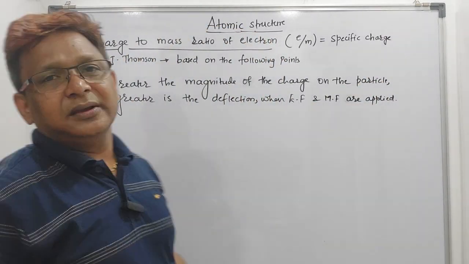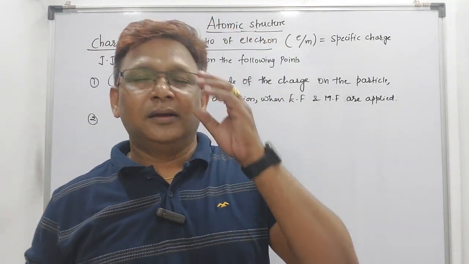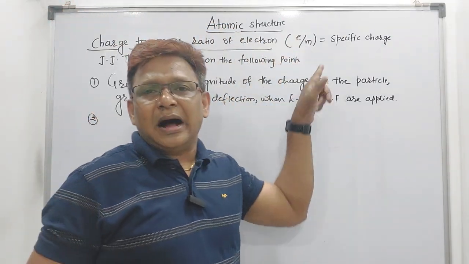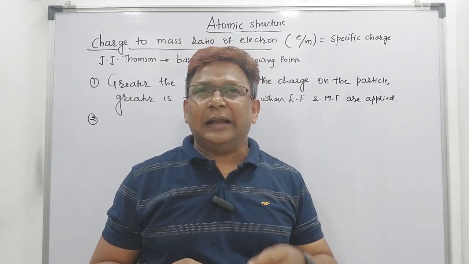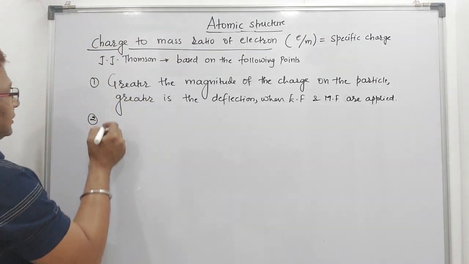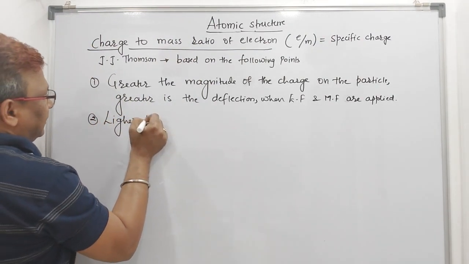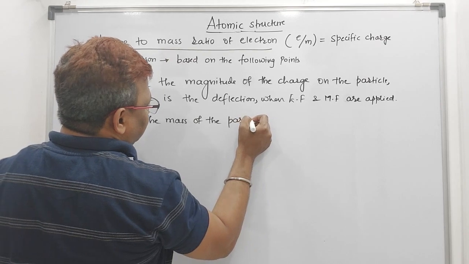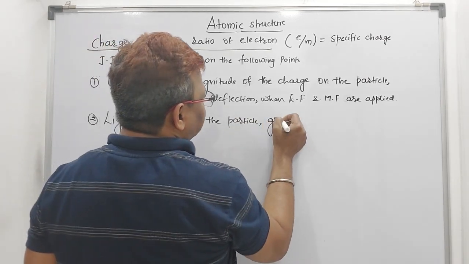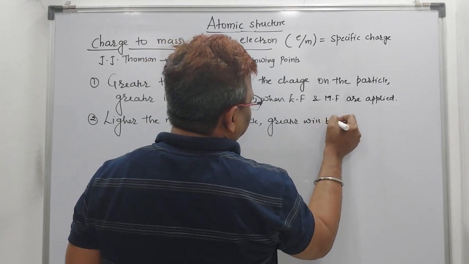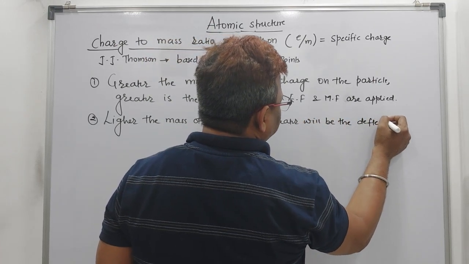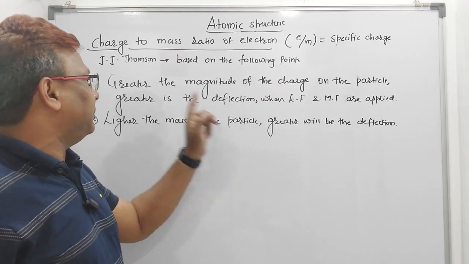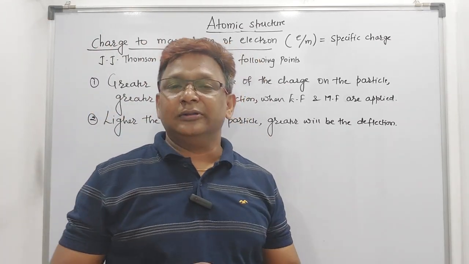Second point: you know this stream of negatively charged particles is called cathode rays, that is, electrons. Now, for e by m, the lighter the mass of the particle, the greater will be the deflection. So the deflection depends on the mass of the particle as well as the magnitude of the charge on the particle.